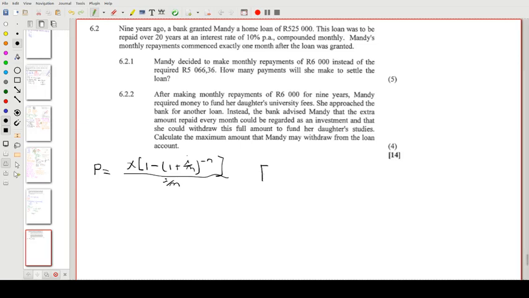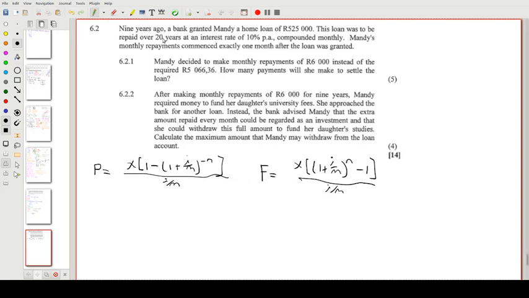Future value looks fairly similar, and that will be x times, and then we have 1 plus i over m, to the power n, minus 1, and all of that again over i divided by m. So there's our two big new equations for grade 12 that we need to know. Okay, let's see what the questions ask.